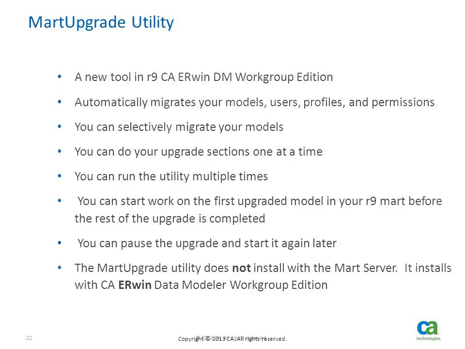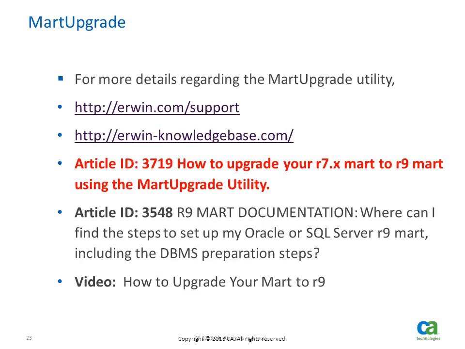For more details regarding the Mart Upgrade utility, please go to erwin.com support or erwin-knowledgebase.com. Article 3719, How to Upgrade Your R7 Mart to R9 Mart using the Mart Upgrade utility, is the article to read. That article describes going all the way from R7 to R8 to R9, how to manage your licenses, and so on and so forth. It's also useful if you're just going from R8 to R9. So please take a look at Article 3719.